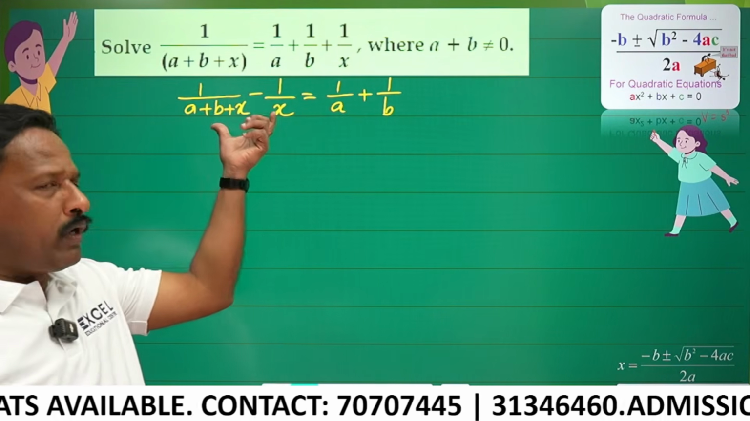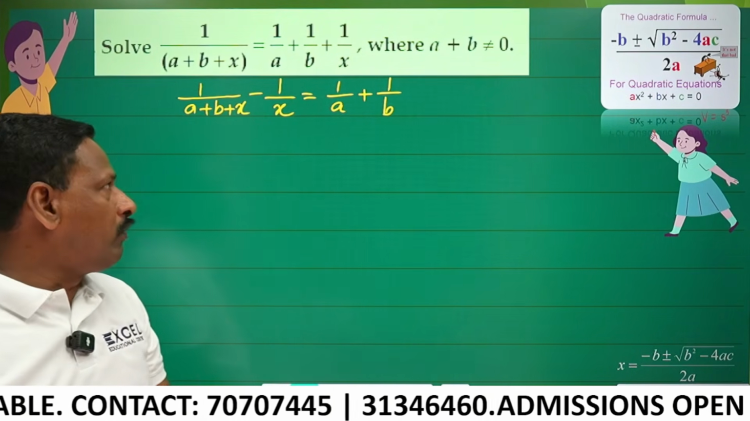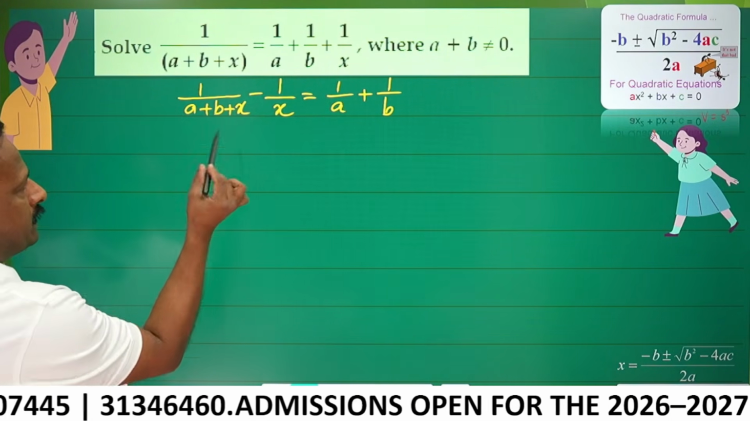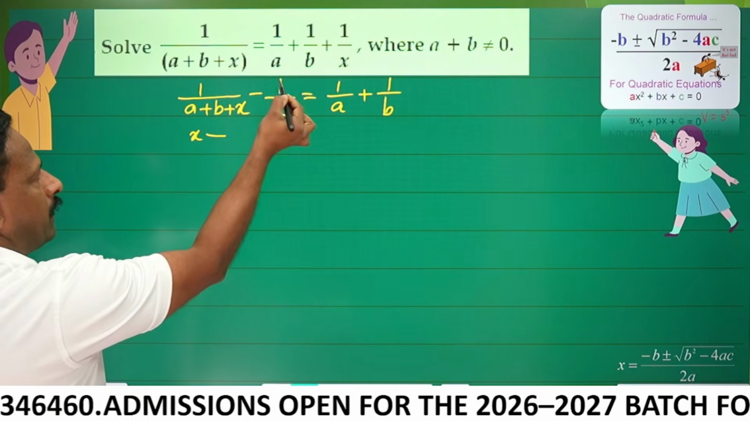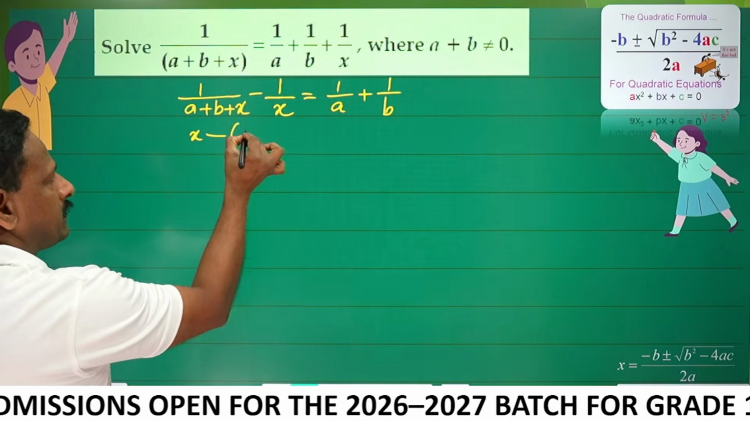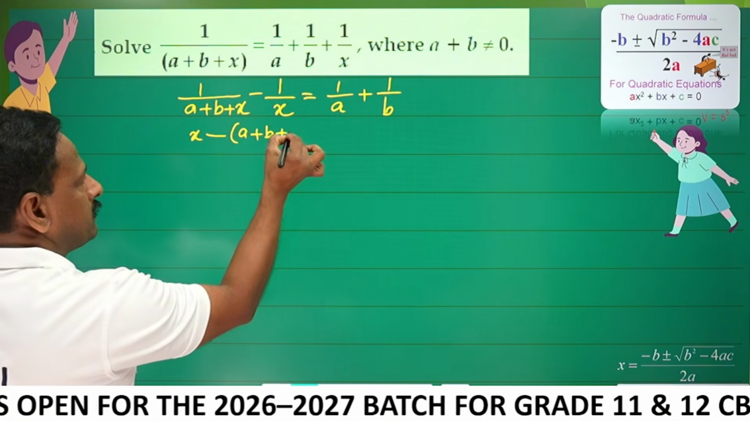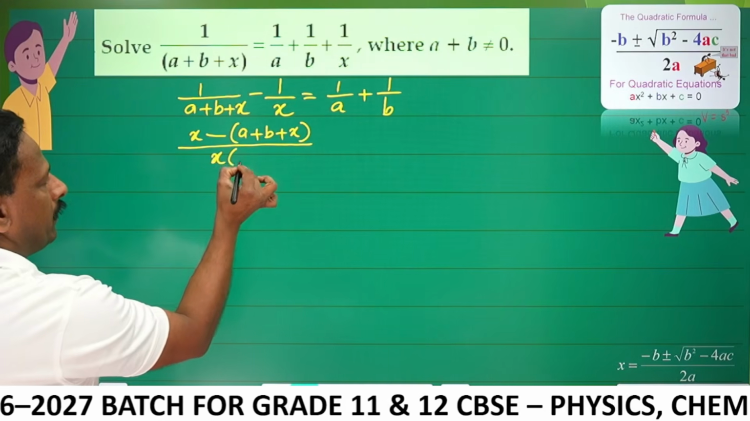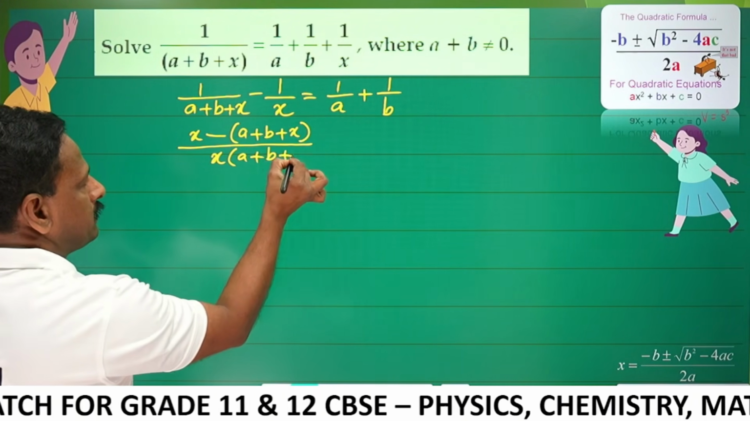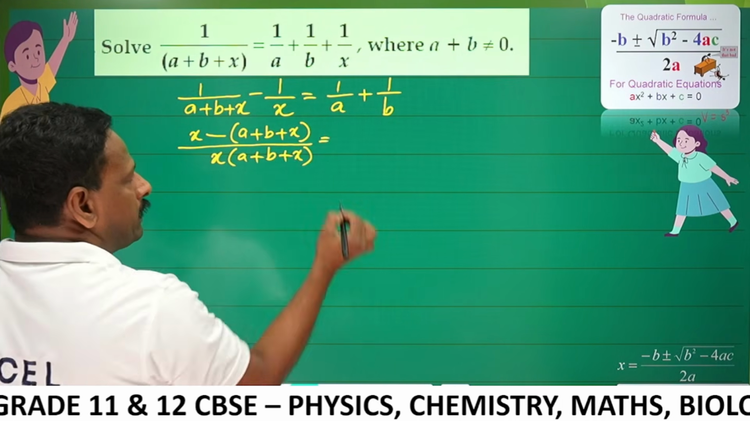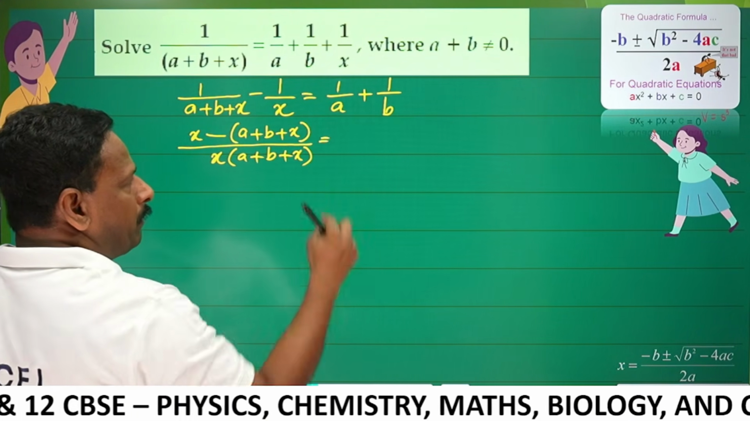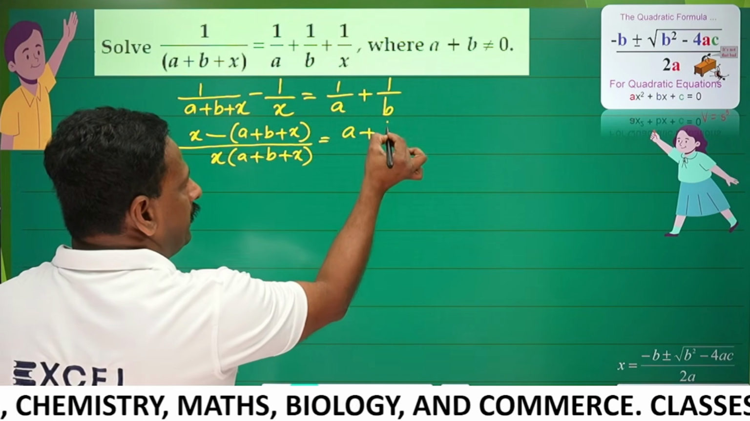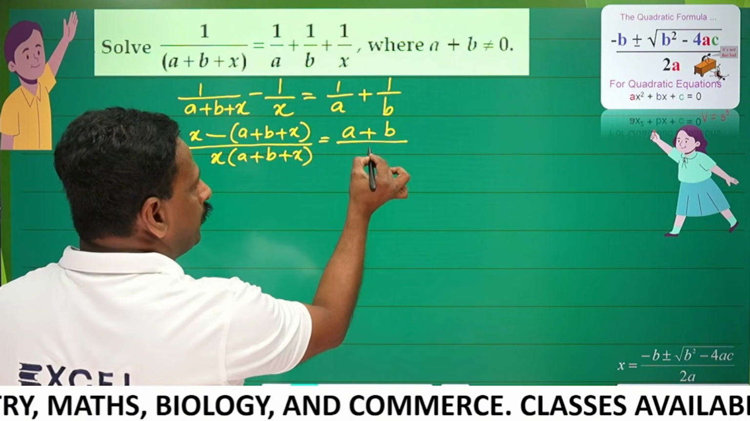Now here you can see these are two fractions with different denominators. So in order to solve it, we will just cross multiply. Once we cross multiply, what you get is 1 into x is x, minus 1 into a plus b plus x is a plus b plus x, by x into a plus b plus x equals, here also you can see these are two fractions with different denominators. So again we will cross multiply. 1 into a is a plus 1 into b is b, by a into b.